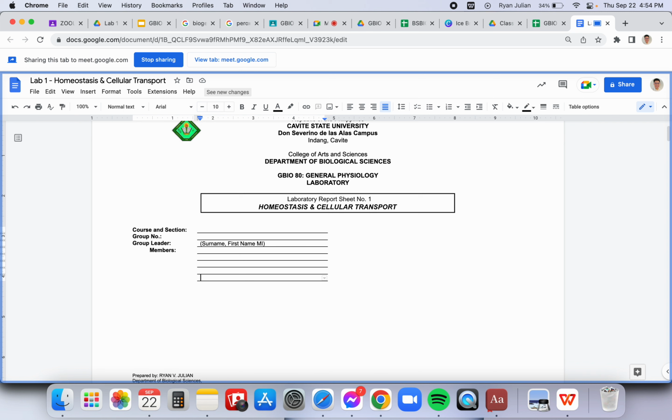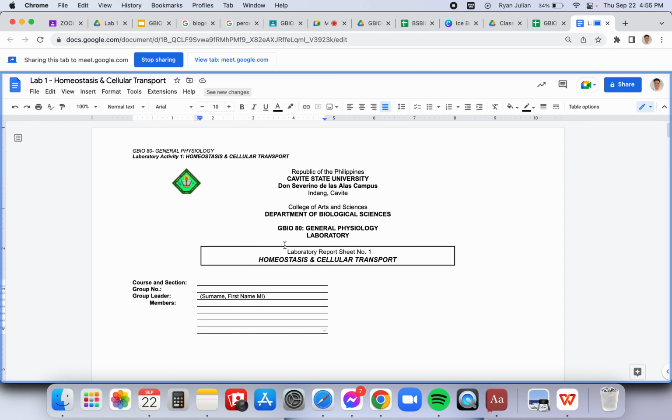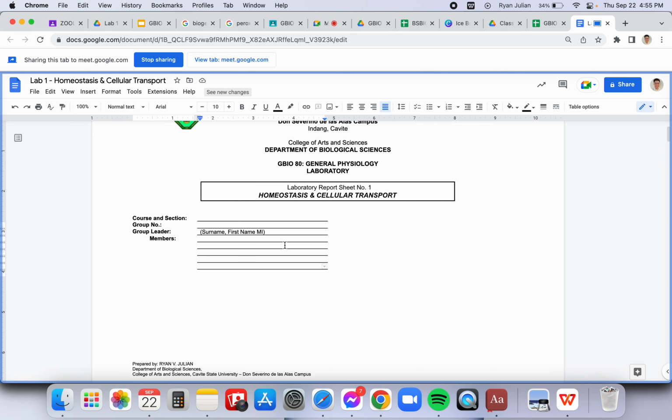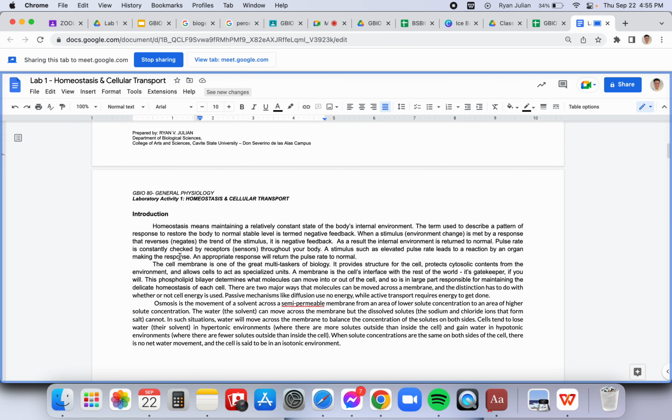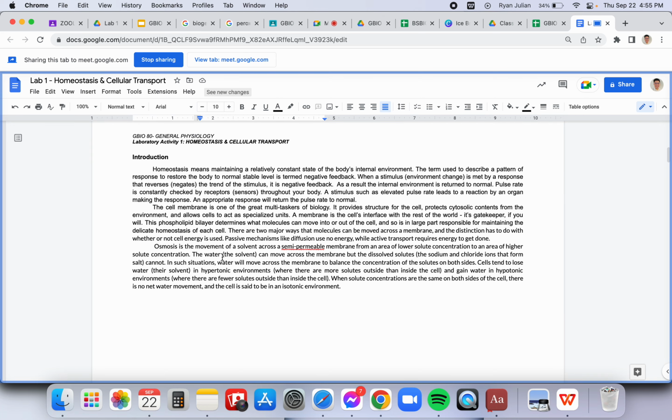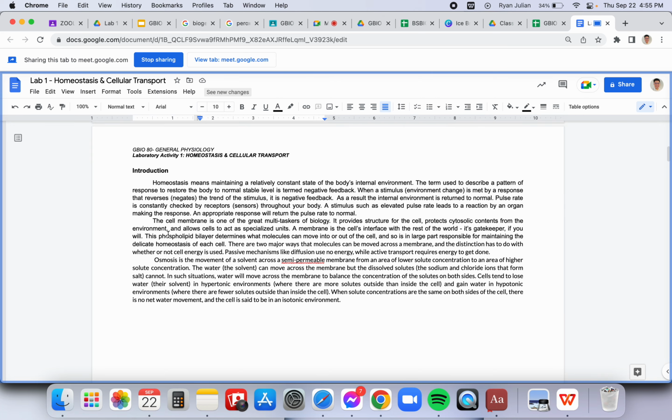Okay, another thing that you should remember, once I posted this sa ating G Classroom, only the leader has the right to turn it in. So, bale, yung mga members, just mark it as done. Kasi gagradean ko naman siya. Para ano tayo, isang submitan na lang at hindi na ako, you know, ma-overwhelmed sa pag-record, sa ating class record. For this portion, you can see the introduction for homeostasis and the various cellular transport process that we have here, which is osmosis as well.